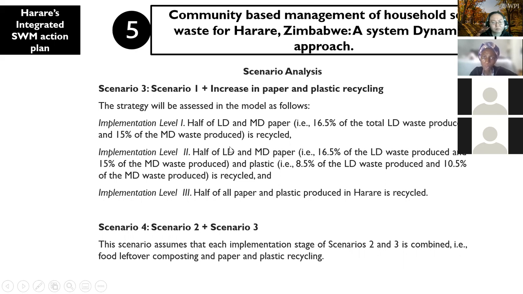And then for level two, we focused on, what if we recycle half of the paper in low density and medium areas, and also half of the plastic in these socioeconomic classes. For implementation level three, what if we recycle half of all the paper and plastic in the city? And then in scenario four, we assessed what if we introduce both paper and plastic recycling and composting of all food leftovers in all the different socioeconomic classes, and what it would achieve for the city.